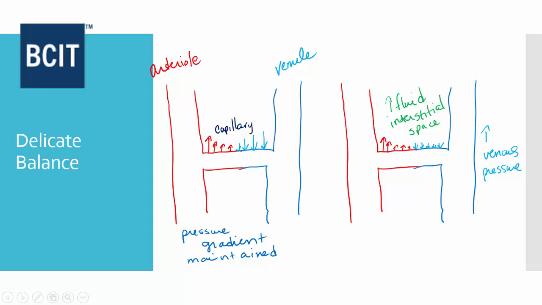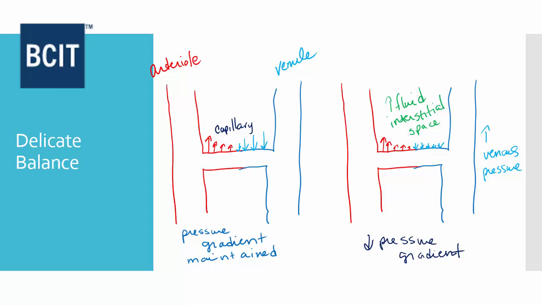So we have a decrease of reabsorption of fluid back into the venous side of the capillary bed. And we also have a reduction of capillary perfusion, or a slowing of that blood moving from the arterial to venous side, because it now has a decreased pressure gradient.